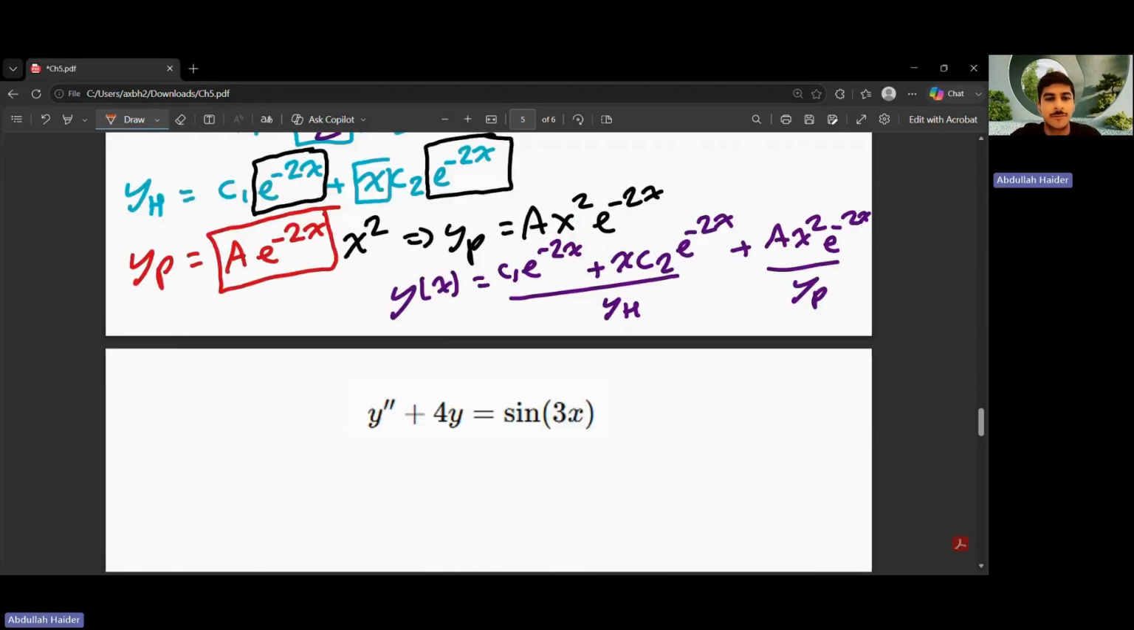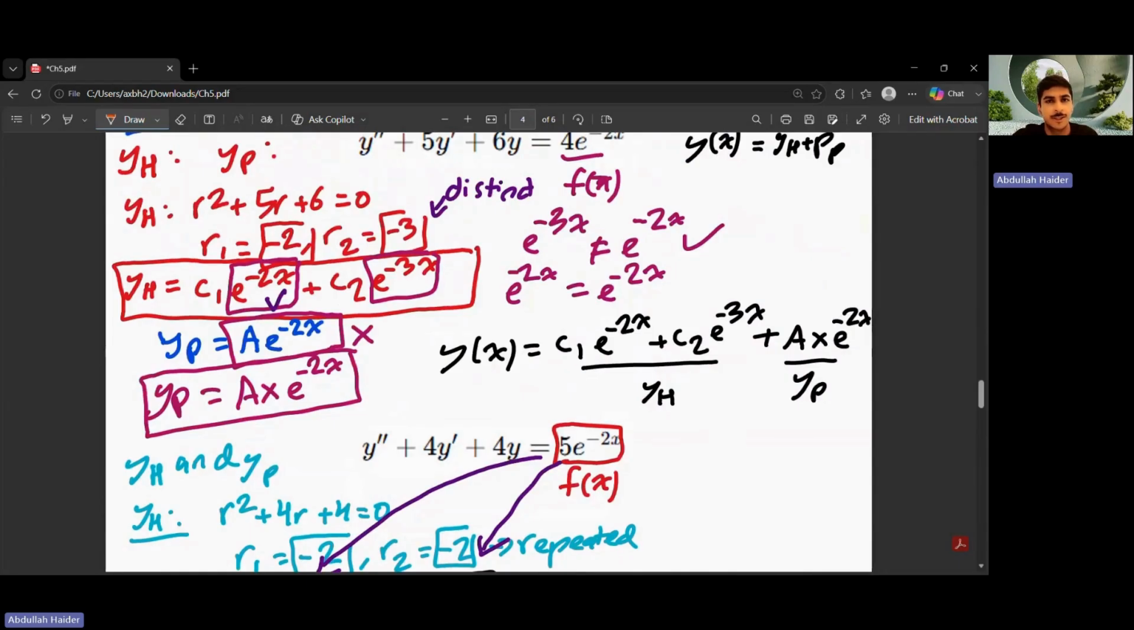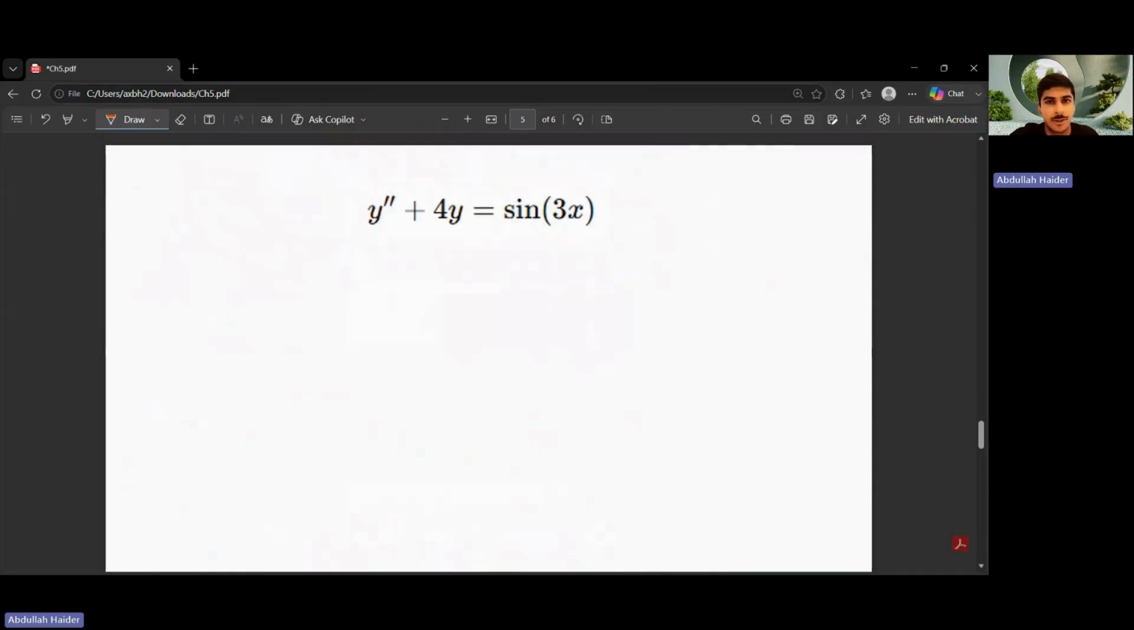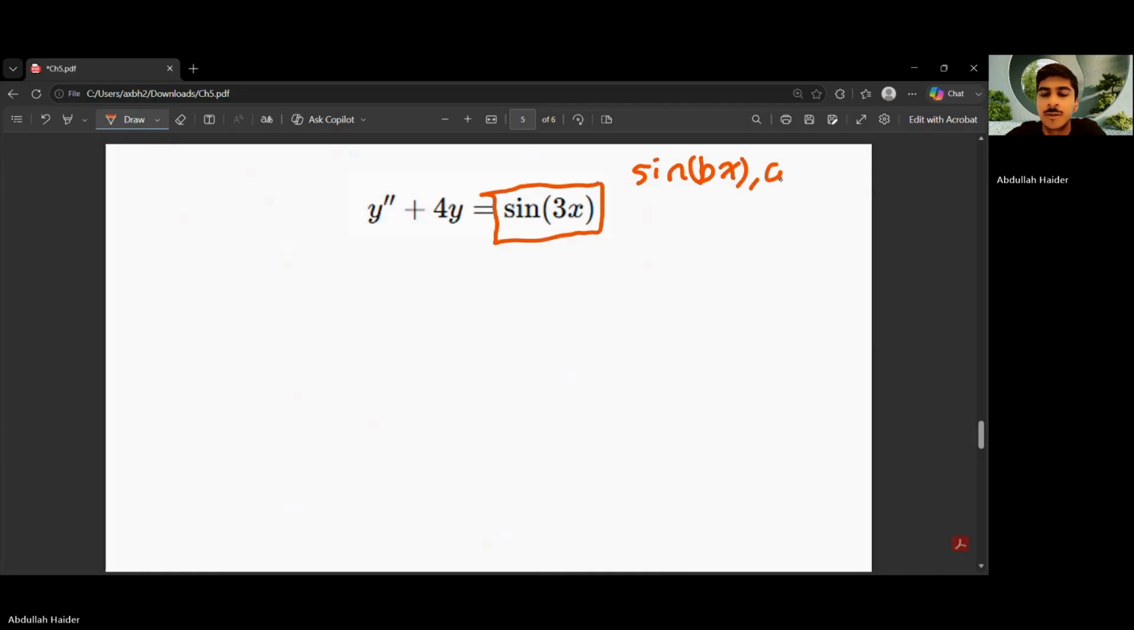All right, so now since we have finished all possible cases for exponential, we'll now move on to trigonometric. Now in trigonometric, on the right hand side of the differential equation, you have three possible cases: sine bx by itself, cosine bx by itself, or you can also have both of them together, sine bx plus cosine bx. So in this question, we only have sine.